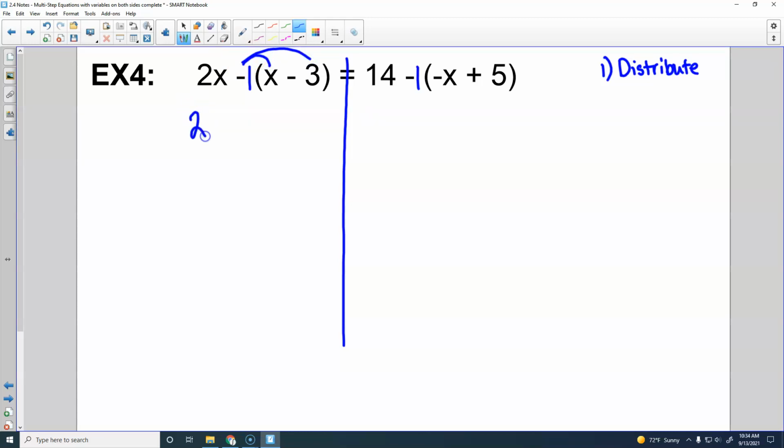So I'll get 2x minus 1x plus 3 here. When you distribute a negative, it just changes the sign of both things on the inside of the parentheses. So -1, this x right here, it's like it's got a 1 in front of it. -1 times 1 just gives you -1, so that's where we get our minus 1x. And then -1 times -3 gives us a positive 3.